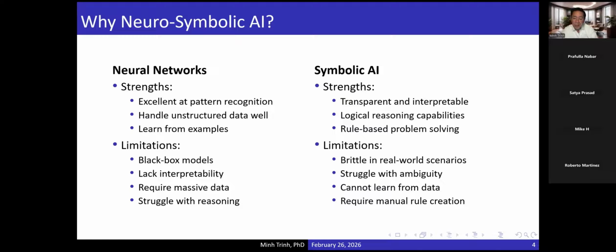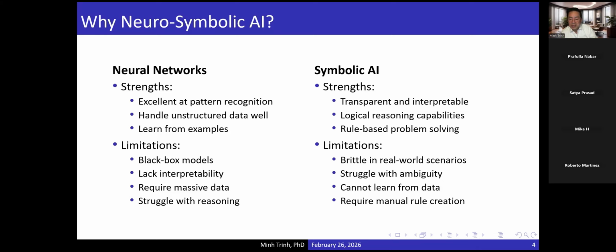Okay? Given that, the strength is that it is transparent and interpretable. Usually you can read the code of what the symbolic system comes up with. It's more transparent. It often has logical capabilities, and often these are rule-based problem solving. It's usually written from scratch, and sometimes it comes as a computer language. Earlier computer languages were like Prolog in Europe and Lisp in the US. All these things are still around, maybe not widely used.